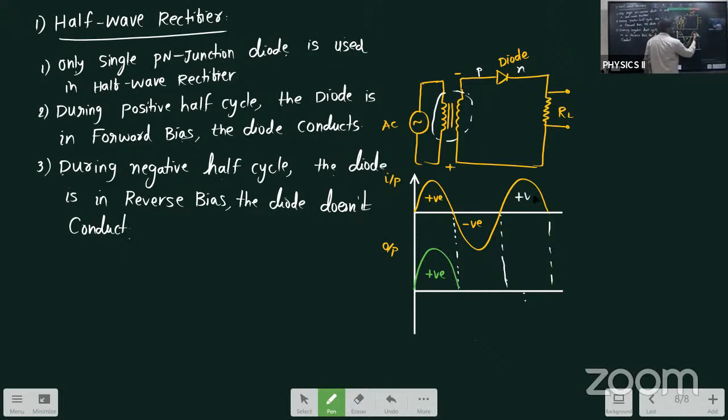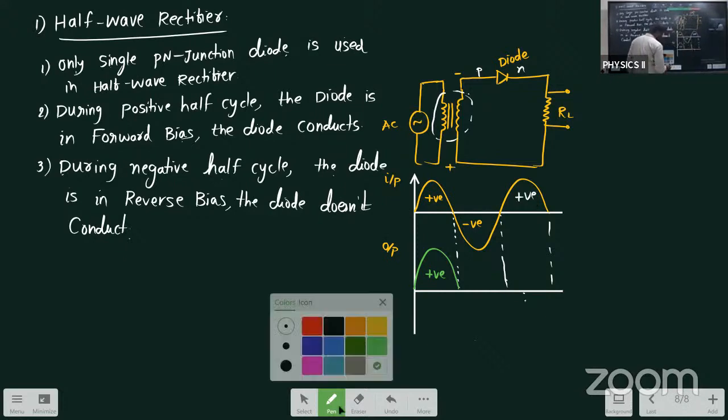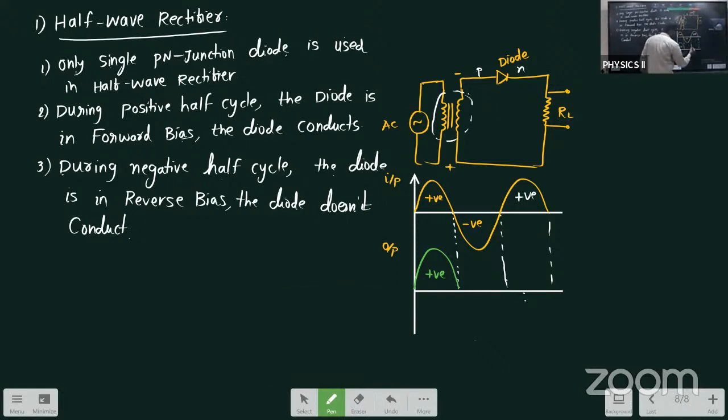For the next positive cycle, what will happen? Again the diode will become forward biased and we'll be getting the output here. So the output waveform will be something like this. We will be getting only half wave. That is the name of this device, half wave rectifier. A full wave consists of positive cycle and negative cycle, but here only half wave has been rectified, only that wave for which the diode is forward bias. For the diode in reverse bias, is any wave being rectified? No, because the diode does not conduct in reverse bias. I hope you understood till here.